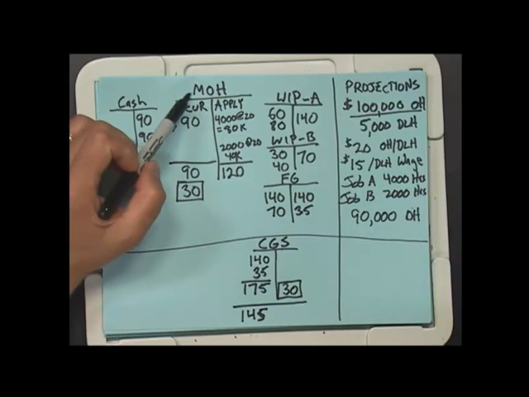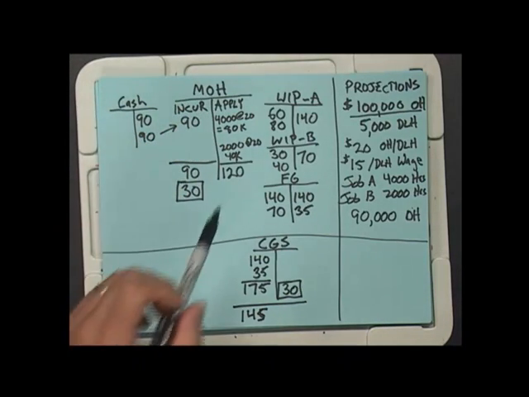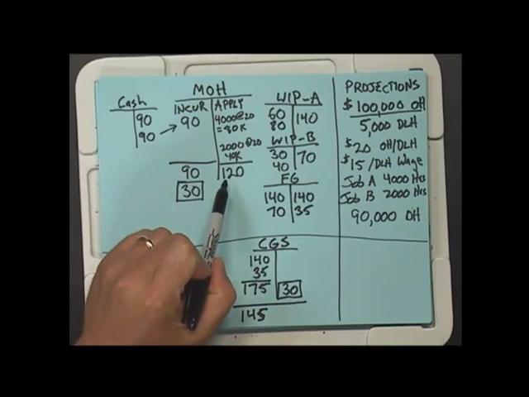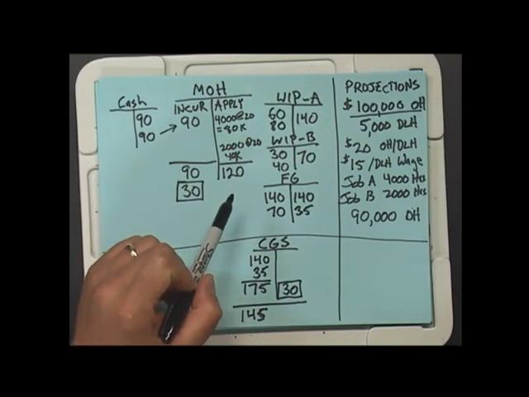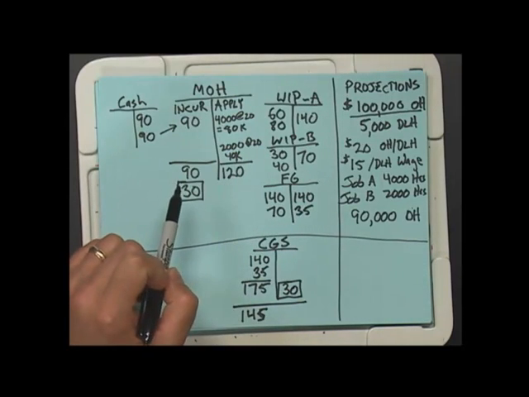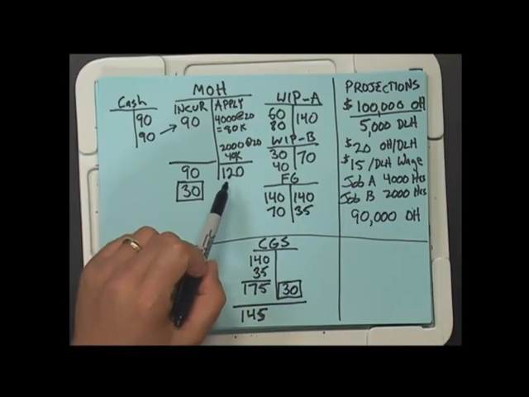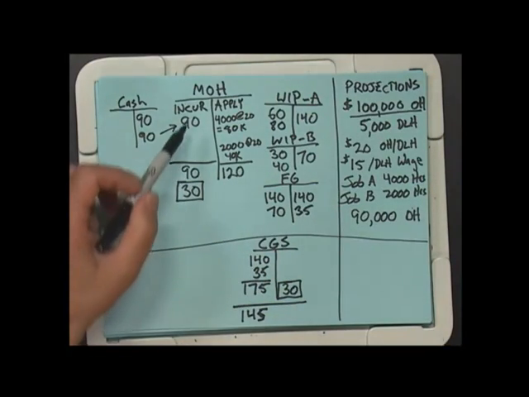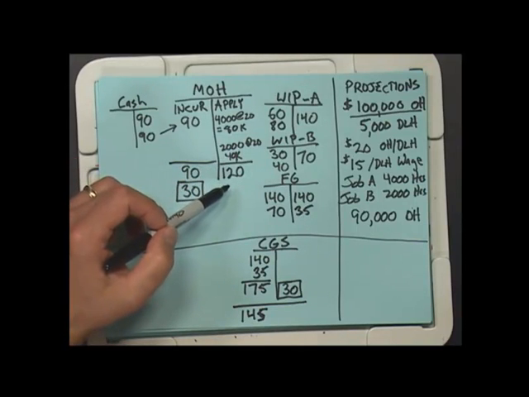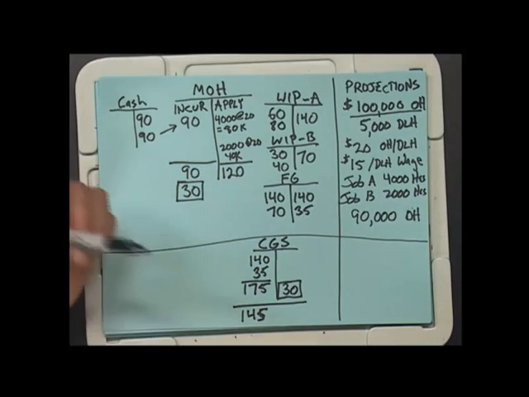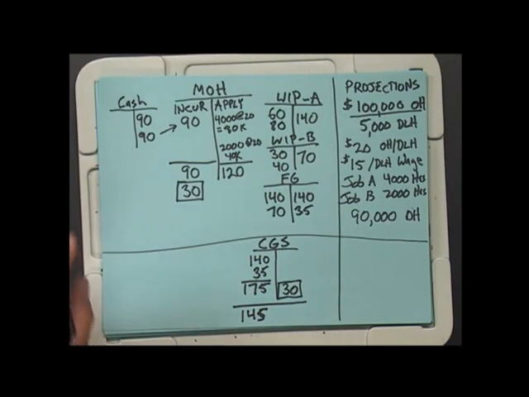The first thing is, let's get some terminology in here. In this case, we have over-applied overhead because we applied more than we incurred. If it had gone the other way, if the left side was bigger than the right side, then we would have under-applied overhead. If anyone starts talking about over-applied underhead, then they're either confused or have had one too many. That term does not exist. It's either over-applied overhead or under-applied overhead.